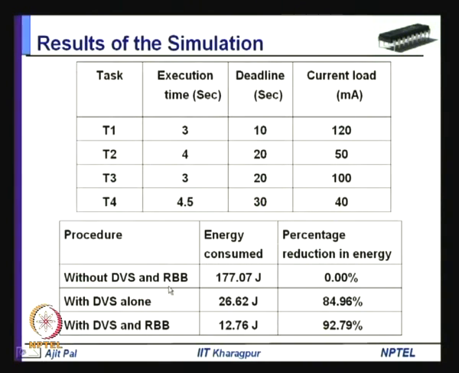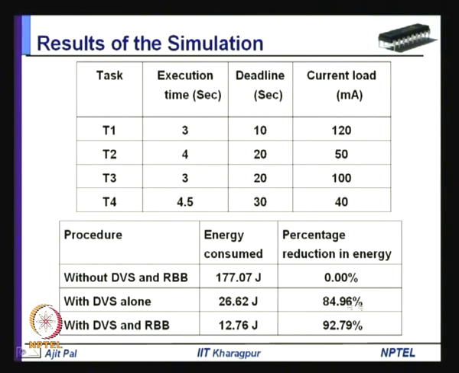And here is some experimental result. These are the tasks, these are the execution times and various deadlines, and these are the currents being drawn. Schedules were done without dynamic voltage scaling and reverse body biasing. The energy consumed is 177.07 joule, and when only dynamic voltage scaling was used, as in the first paper that I have shown, there is significant reduction. You can see energy consumed is only 26.62.